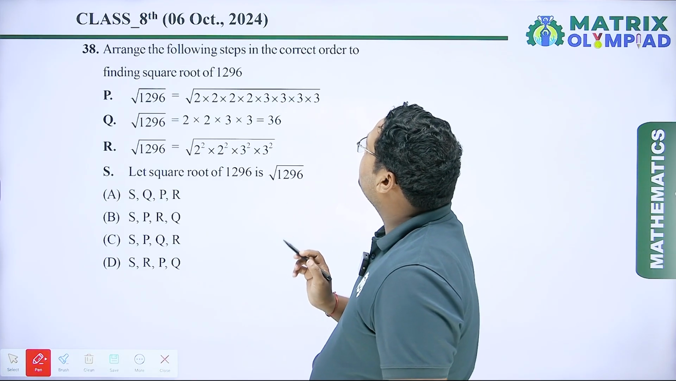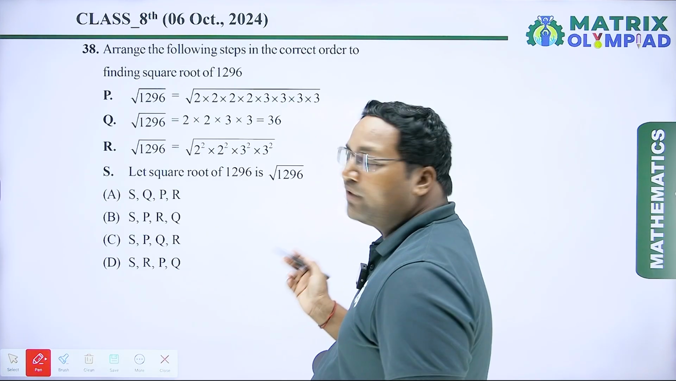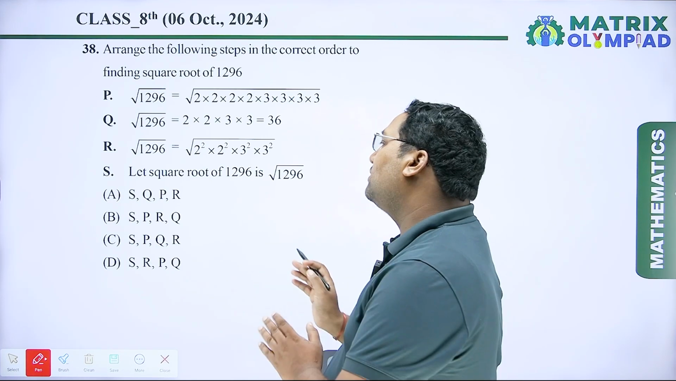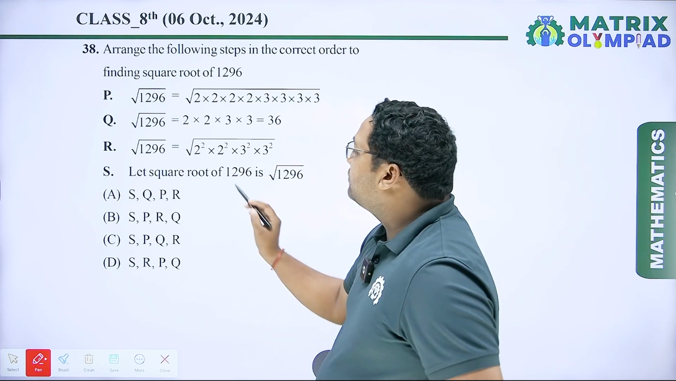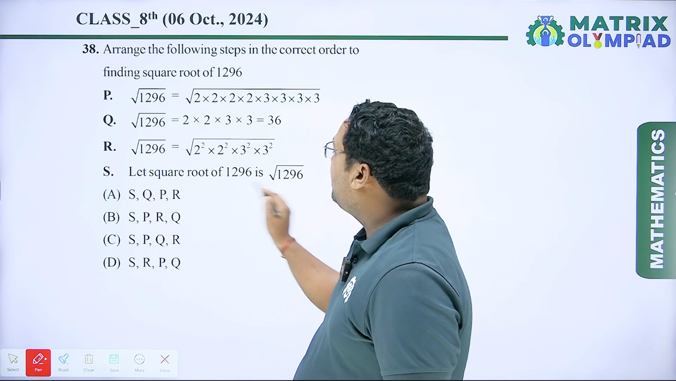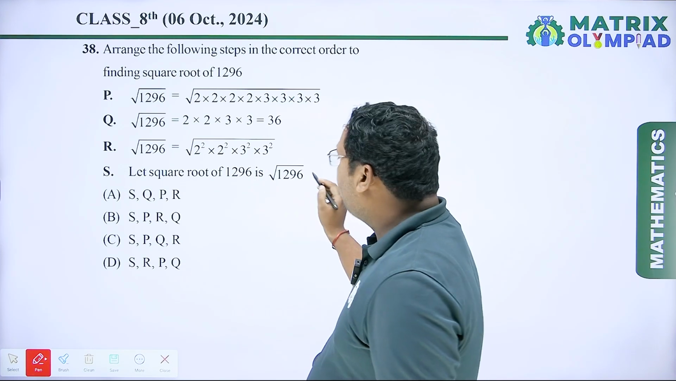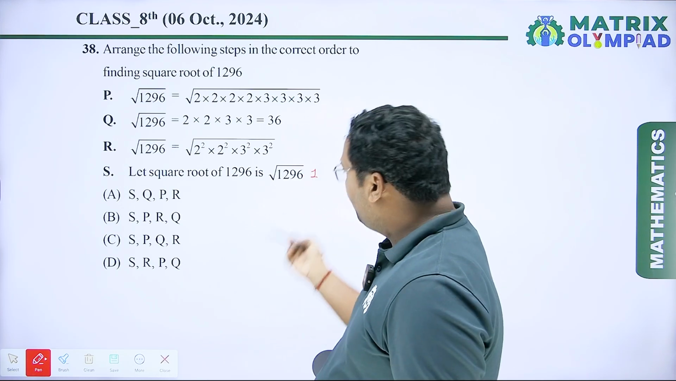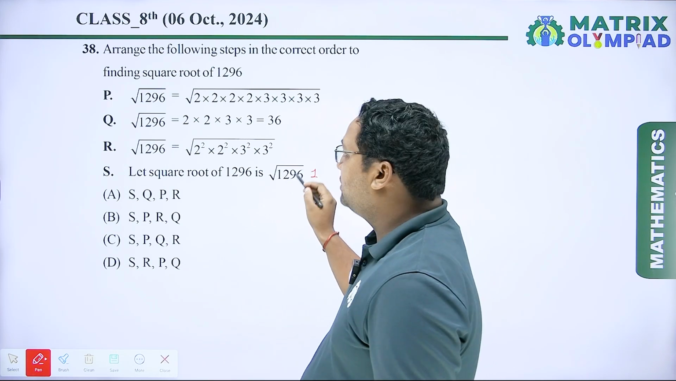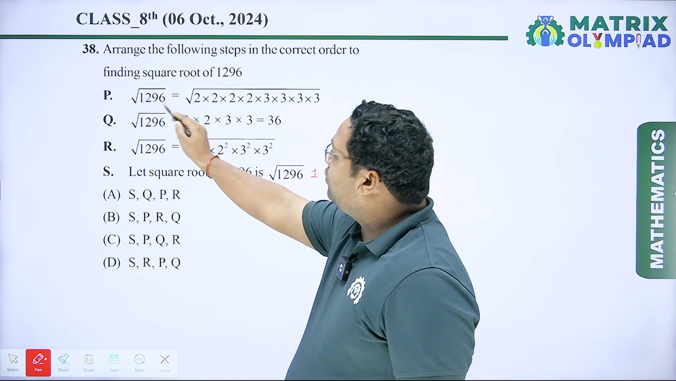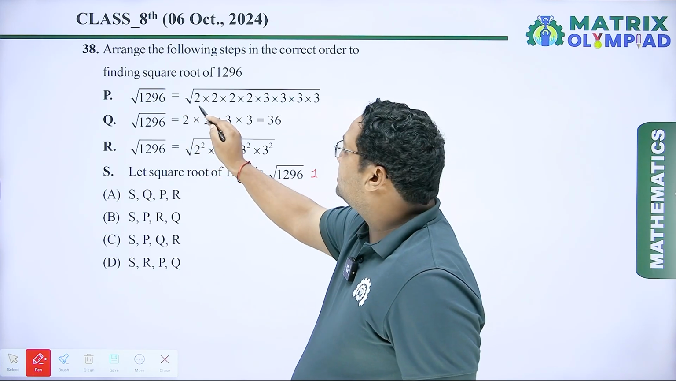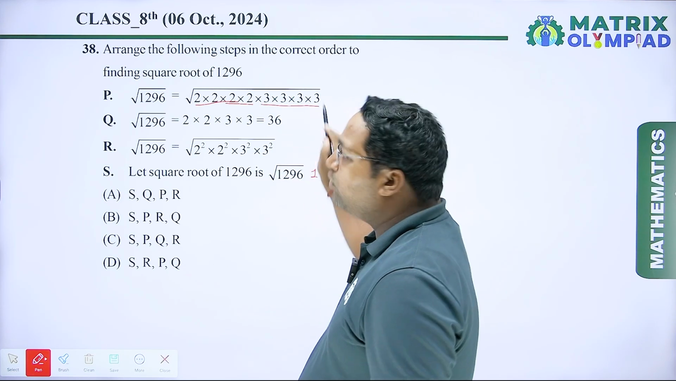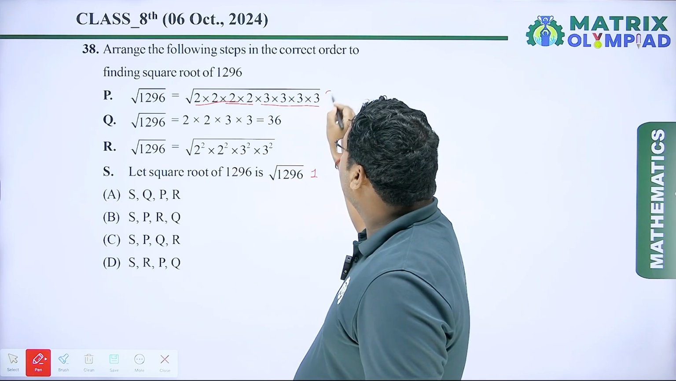Arrange the following steps in correct order to find the square root of 1296. We have to find out the square root of 1296. So first we assume the square root of 1296 is under root of 1296. So it is step number 1. Next we have to do the prime factorization of this number. The prime factorization of 1296 is 2 into 2 into 2 into 2, 3 into 3 into 3 into 3. This is step number 2.